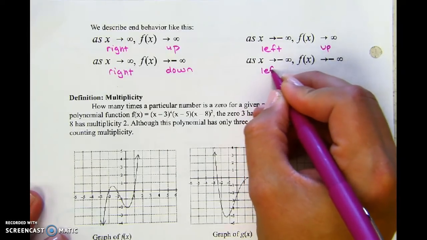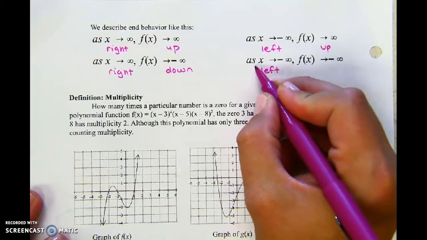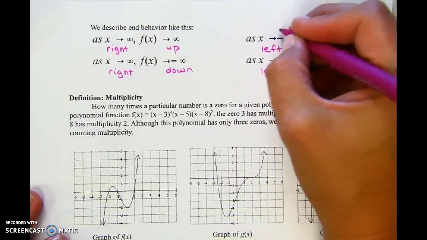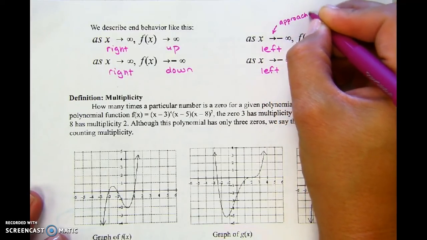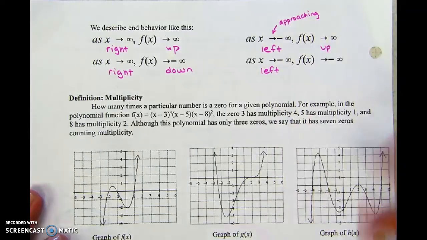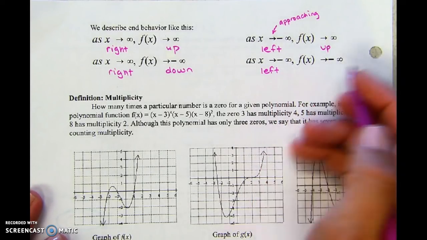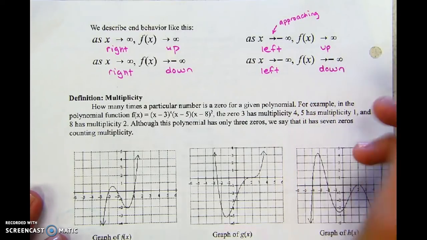And as x is approaching, sorry, here's how we officially say it. As x is approaching, use the word approaching for this arrow, A-P-P-R-O-A-C-H, approaching, or approaches. As x approaches negative infinity, f of x approaches negative infinity, which means it's moving down.